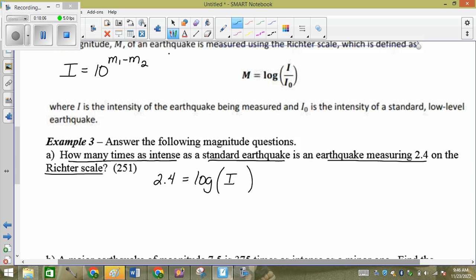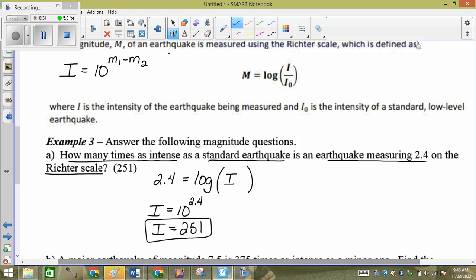They give you this whole ratio when they say "as intense." So it'd be I equals 10 to the 2.4, which I'm guessing is 251 because I put all the answers in brackets. Woo, we have the answer. So this is the only way I could see that formula working.